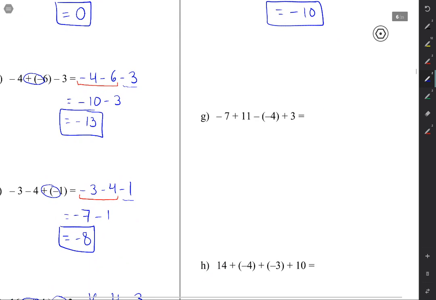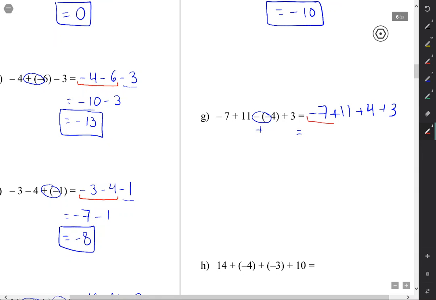For the next one here, we're going to have two minus signs right next to each other. So they're the exact same sign. So we know that's going to turn into a plus sign. So let's rewrite this out. It would be minus 7 plus 11 plus 4 plus 3. Well, that's nice. They're all plus signs, except for that start where it has a negative 7.